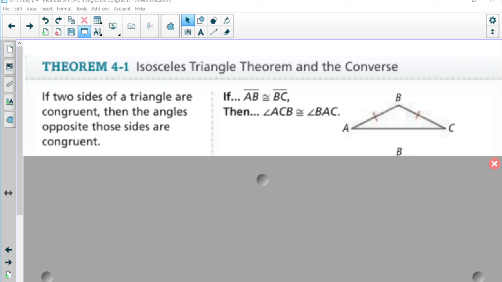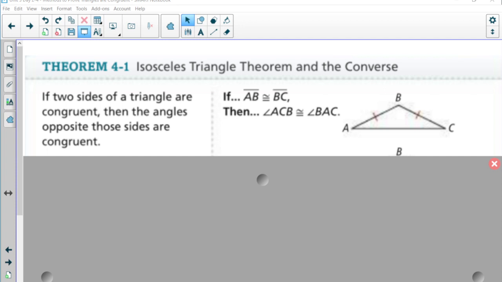Today, we're going to look at isosceles triangles. So remember, isosceles triangles are triangles where two of the sides are the same and the third one is not. And the main thing we're going to use today is what Savas calls the isosceles triangle theorem, but it's usually called the base angles theorem for a reason that we'll talk about in just a minute.